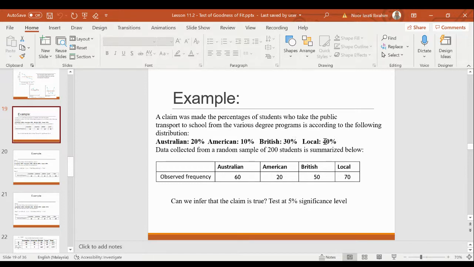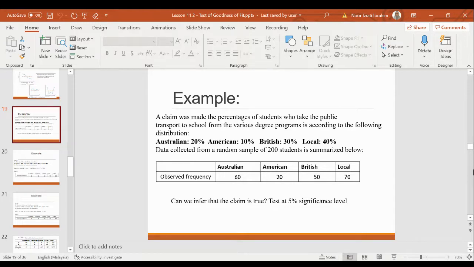This is not equally distributed. Here you have to find the expected frequency based on the percentage given. The data was collected from a random sample of 200 students and summarized here. Can we infer the claim is true? Test at 5% significance level.